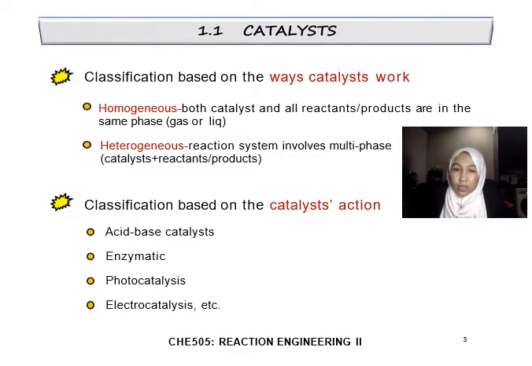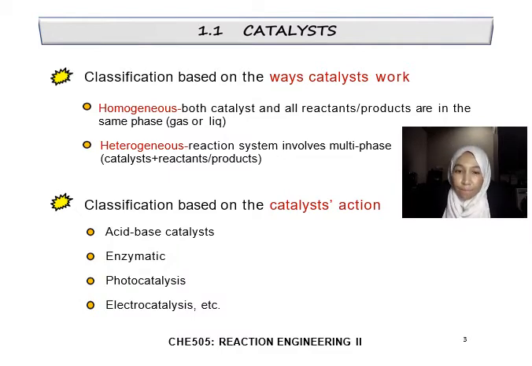And what about heterogeneous? So heterogeneous is whereby the reaction system involves different phases of catalyst and also the reactants. So for example, the catalyst may be in solid form, whereby the reactants may be in liquid or in gaseous form. Okay, I hope you guys can define what is a homogeneous and what is a heterogeneous reaction system between reactants and catalysts.